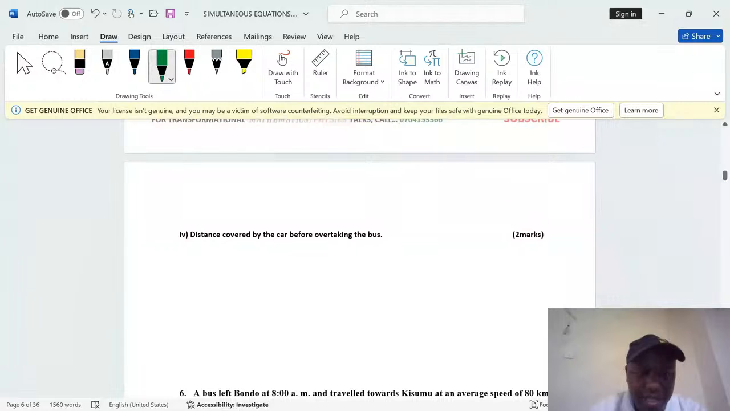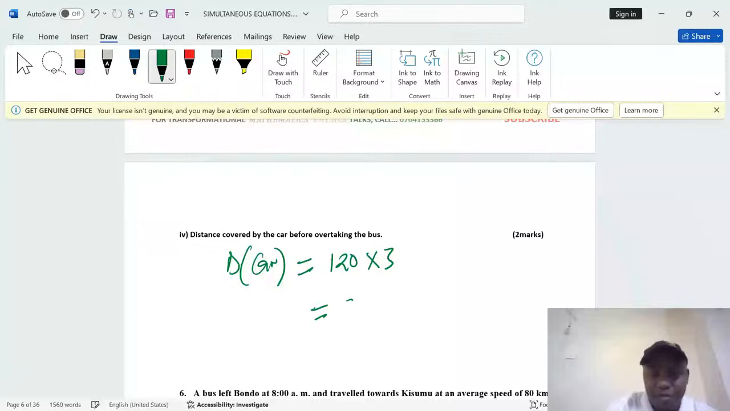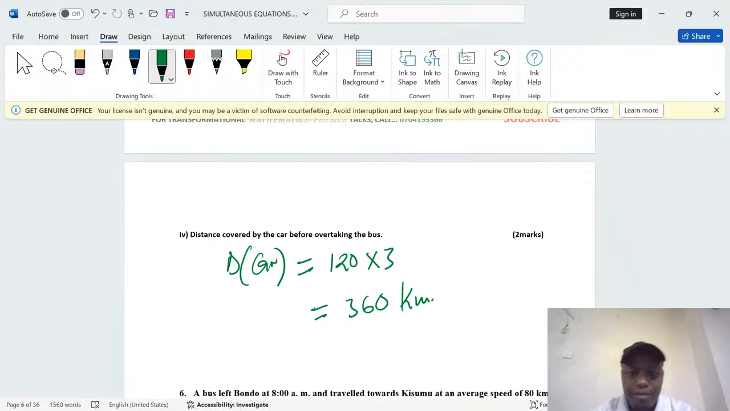There is also the issue of the distance covered by the car before overtaking the bus. So the distance the car is going to travel, remember it's traveling at a speed of 120 for 3 hours. Therefore, we're going to have a distance of 360 kilometers before catching up with the bus.